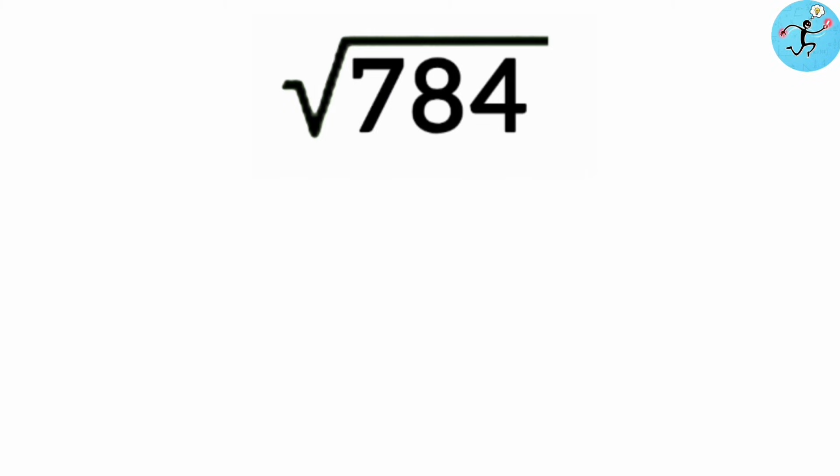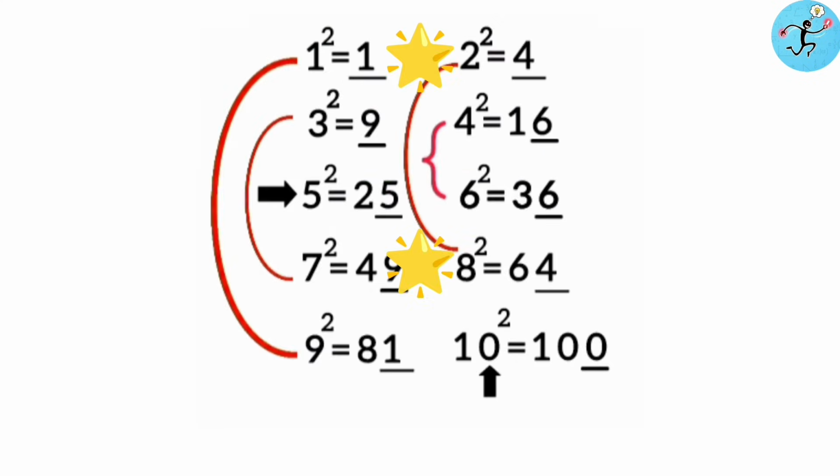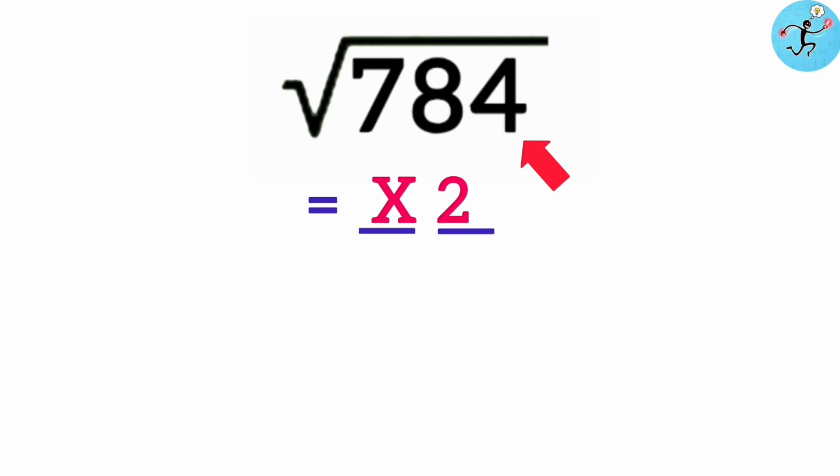Example 1. Find the square root of 784. First, look at the last digit. 784 ends in 4. That means the square root must end in 2 or 8. So the answer is either something 2 or something 8. Next, ignore the last 2 digits. Ignore 84. Focus only on 7.